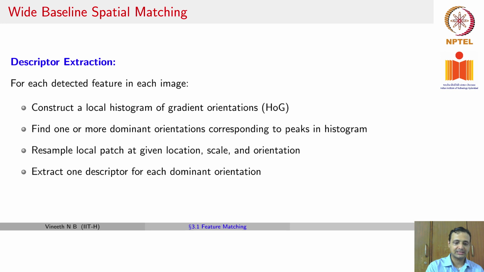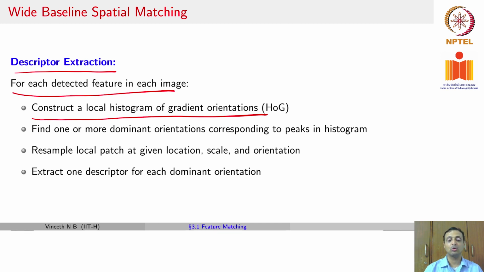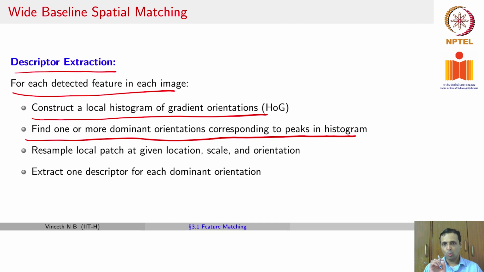So we first extract descriptors from the key points in each image. So for each detected feature, you could do something like construct a local histogram of gradient orientations. You could do other kinds of things too. This is just an example. You find one or more dominant orientations corresponding to the peaks of the histogram. Remember, in SIFT, we talked about finding what is the orientation of each key point. That's what we're talking about here.